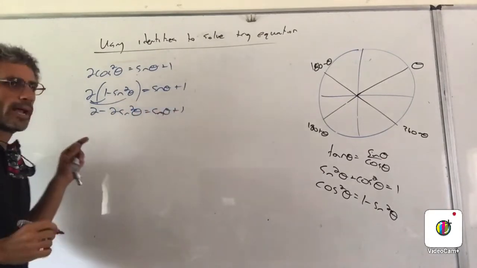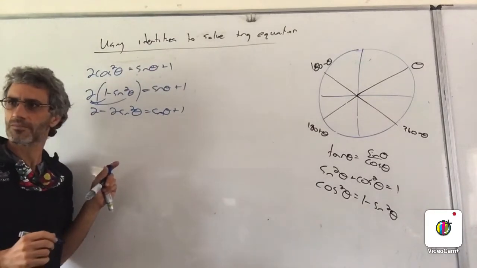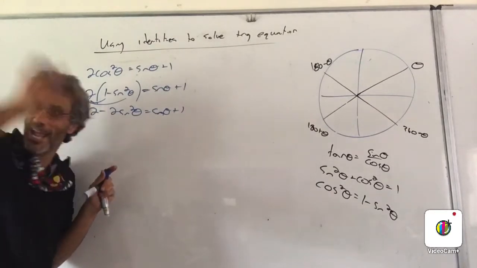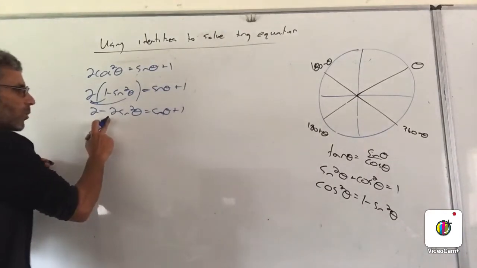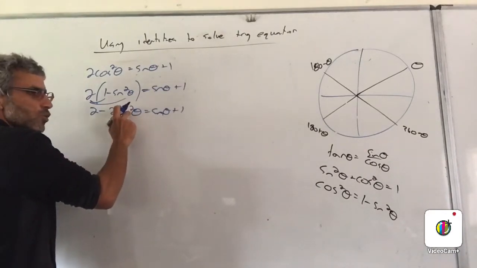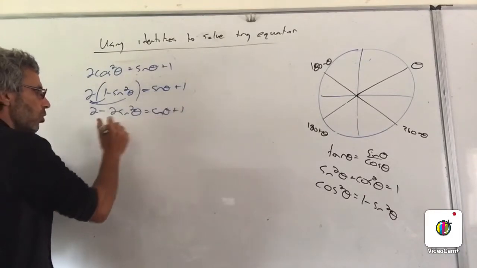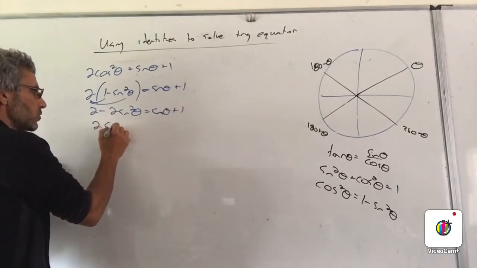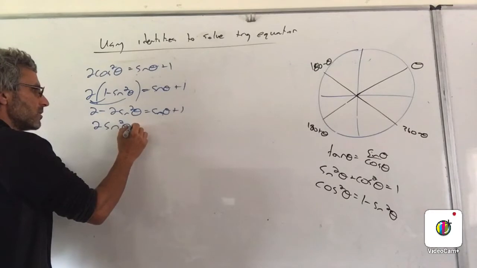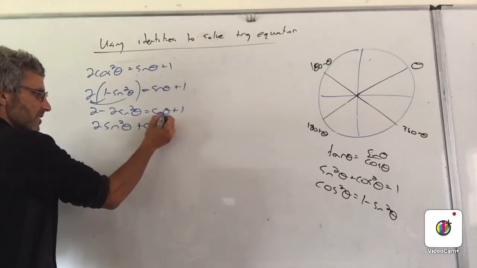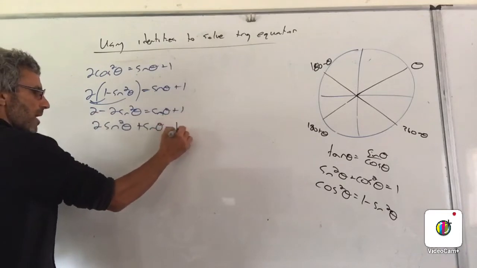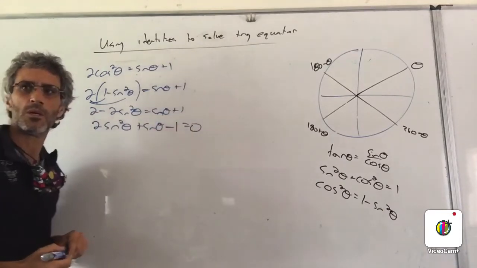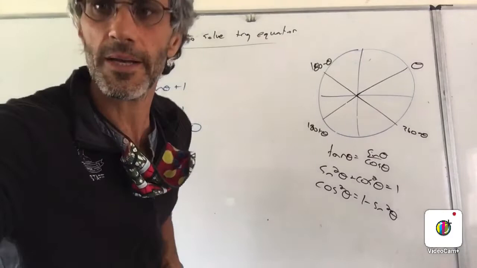Okay, guys, that's a quadratic function, a quadratic function and a trig together. We want the square bit to be positive, so I'll move it all to the other side. I'm going to have 2 sine squared theta plus sine theta, and then 2 minus 1 would be minus 1 equal to 0. Now I'm going to pause here for a second.